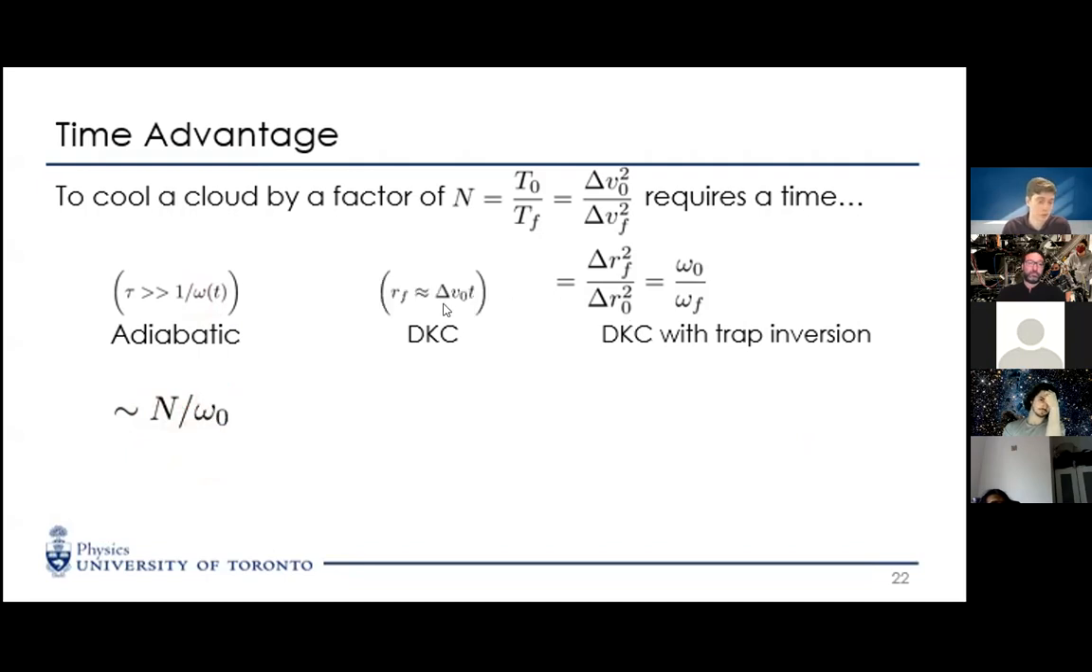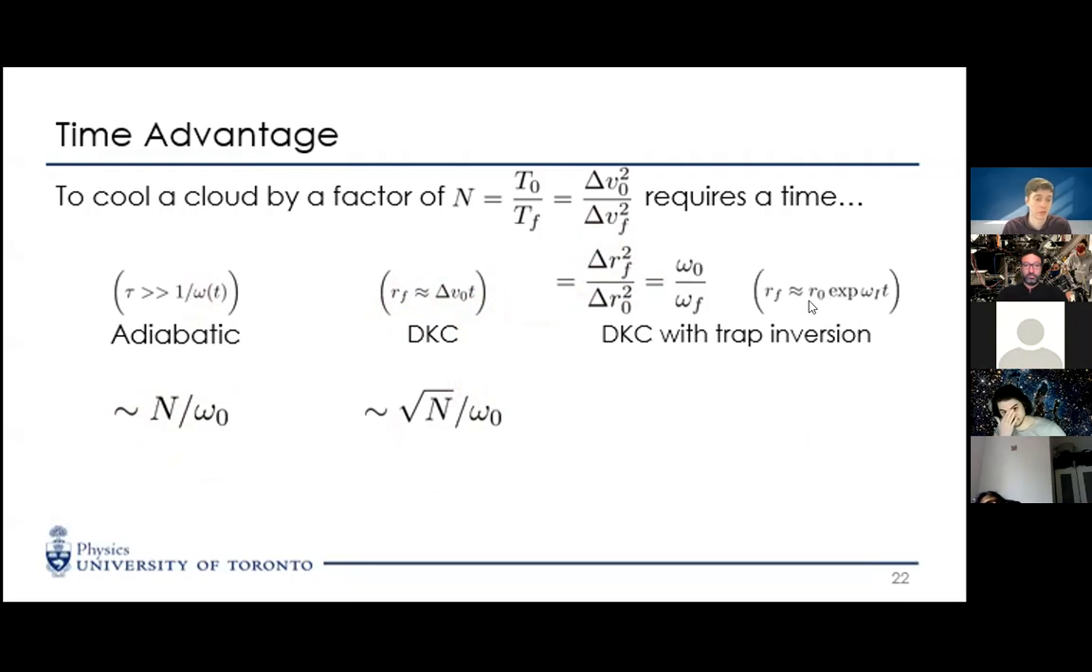What about delta-kick cooling? Well, in the long time expansion limit, we saw that the final cloud size goes linearly with the initial velocity. So plugging that in here for our final cloud size, we see that delta-kick cooling goes like the square root of the cooling factor.